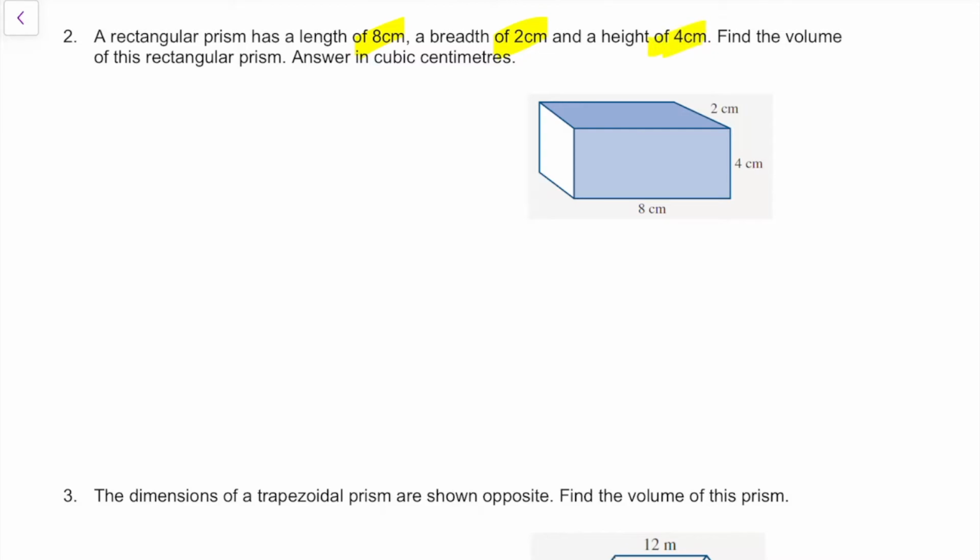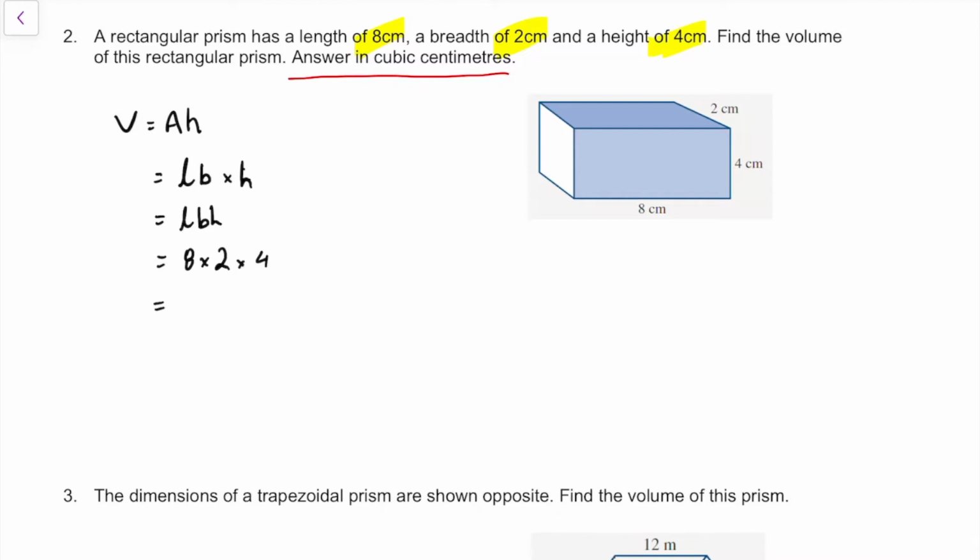We want to answer in cubic centimeters, just like before. So, same deal. V equals AH. So what we're going to do is change that area to length times breadth. So LB and then H, which is LBH, which is just those three numbers multiplied together. So 8 times 2 times 4.